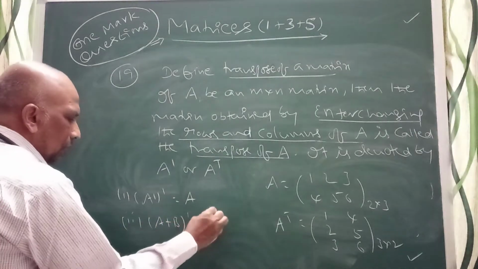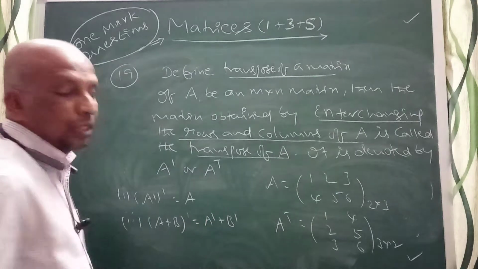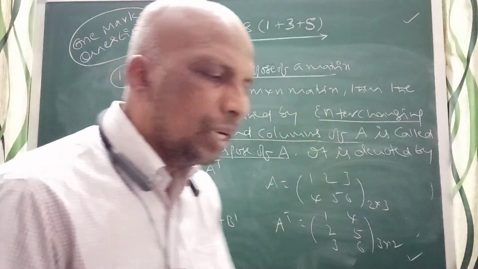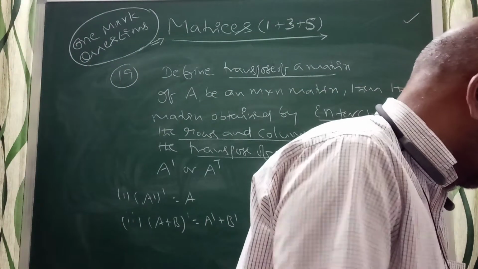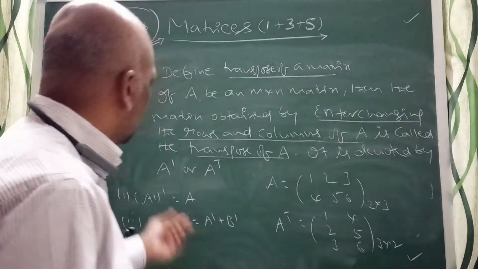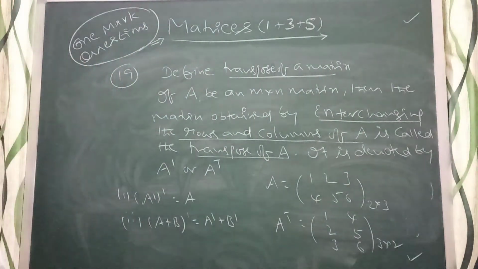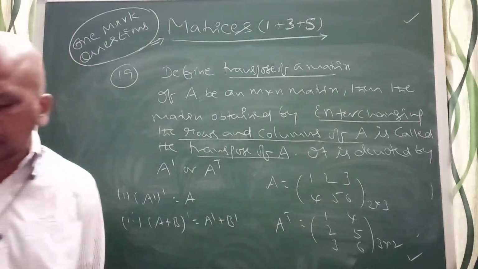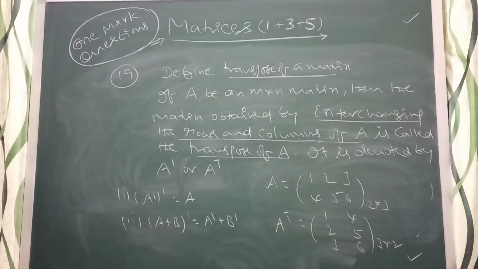So what about this one? A dash plus B dash. These are the properties I am discussing, right? Only the properties I am discussing. What is A dash whole dash? It is A. A plus B whole dash is A dash plus B dash. Transpose, right? Sometimes they may ask that, but just remember that.